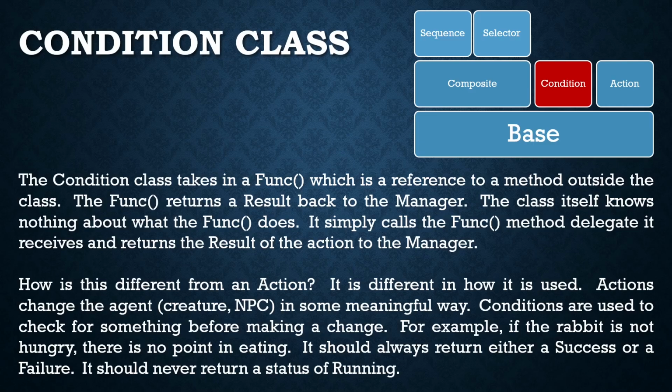For example, if a rabbit is not hungry, then there's no point in eating. So the condition would be, is the rabbit hungry? And the action would be, okay, then let's go find some food and eat. This condition node should always return either a success or a failure. It should never return a status of running.